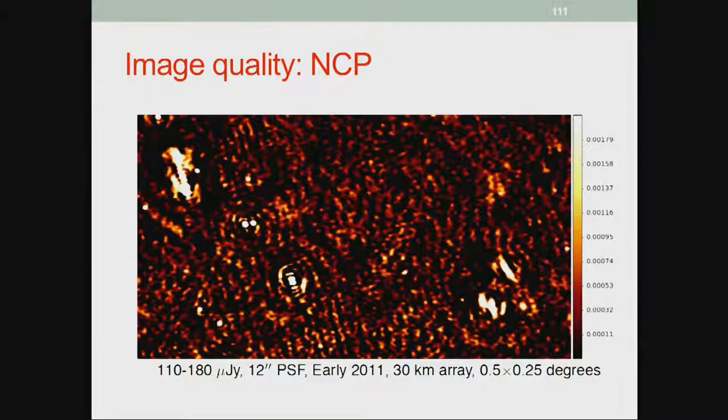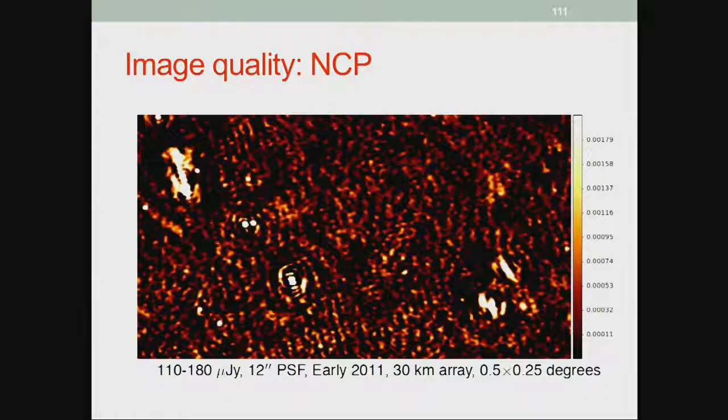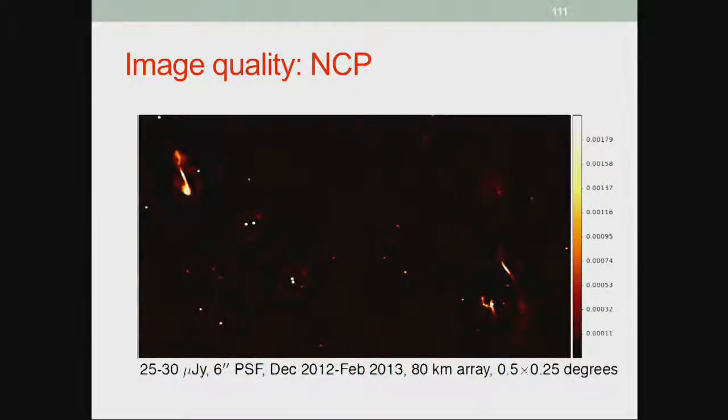Okay. So this is the other field that we have, just to show you the progress that we got. This is when we started. This is this NCP field. It looks very bad. As I told you, it's most noisy. There are so many artifacts. And this is where we are now. It's the same picture. Look at the huge progress. This is the deepest radio image ever at these frequencies.